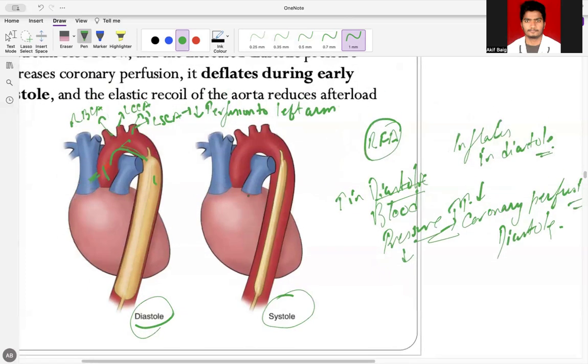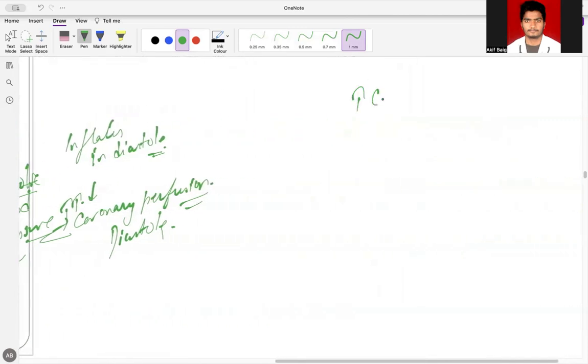Whenever the balloon deflates during systole, there is also elastic recoil of the aorta. What will happen when the balloon suddenly collapses? There will be elastic recoil and the aorta will get stretched. This stretching of the aorta during the collapse of the balloon leads to a decrease in afterload. That means the vessel has completely opened now, so the left ventricle can easily empty the blood because the afterload is very much reduced. Thus IABP helps in increasing coronary perfusion.